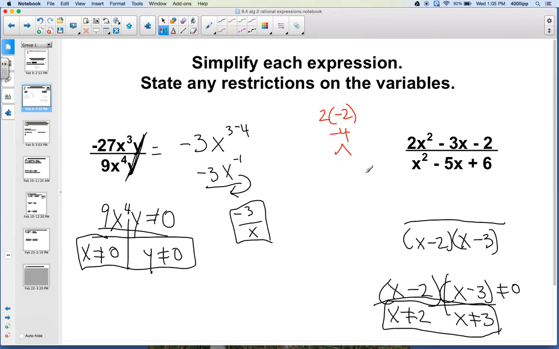Okay, so since it has to add up to a negative number, the higher absolute value will be negative. Negative 4 and 1, because negative 4 times 1 is negative 4, and negative 4 plus 1 is negative 3. So now we're going to replace this bx term with the 2 that we just found, which is negative 4x plus 1x. I'm going to replace that here.